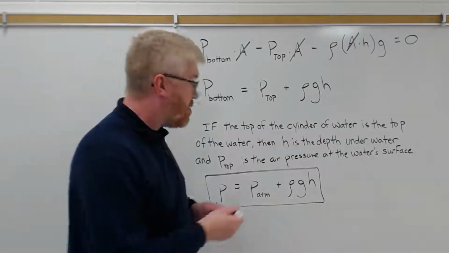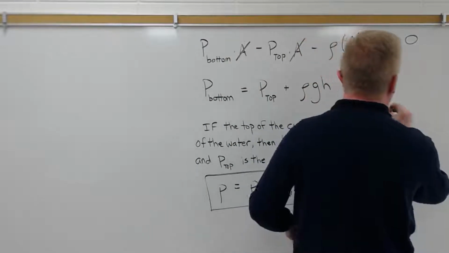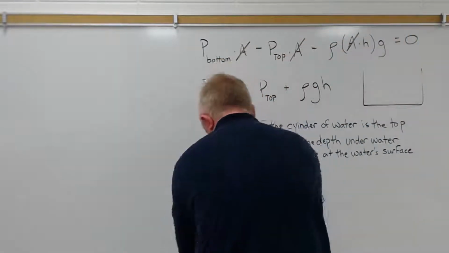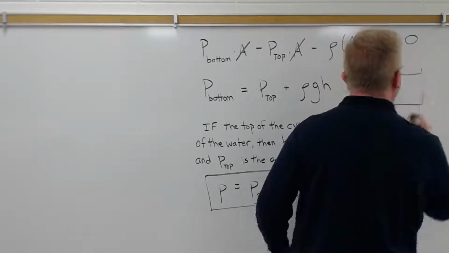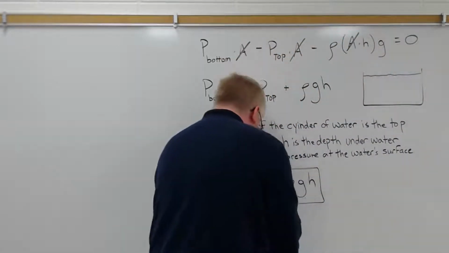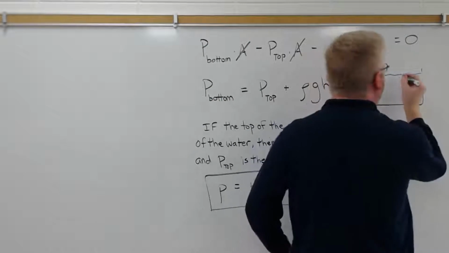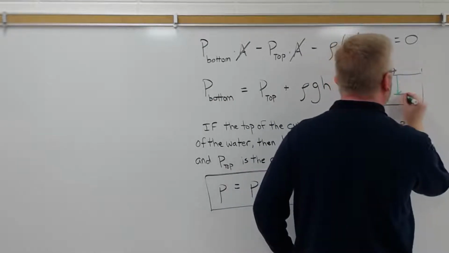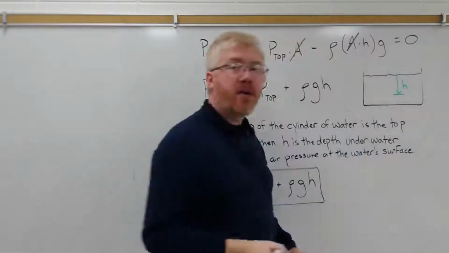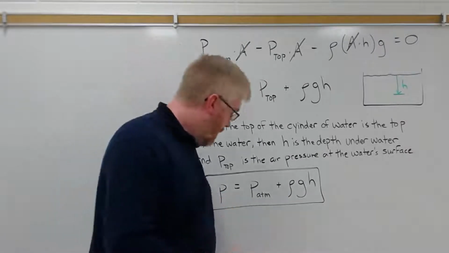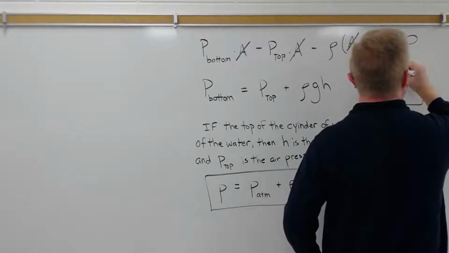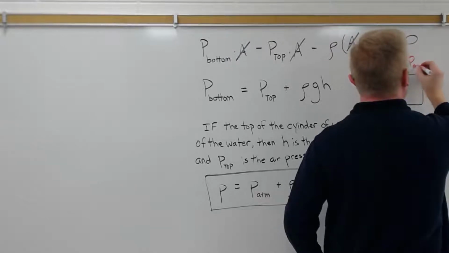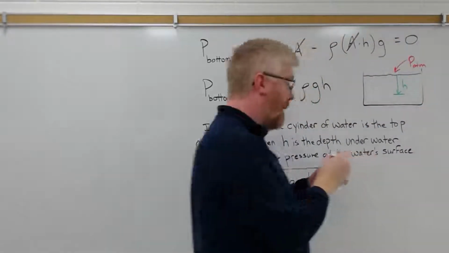So when you look at a swimming pool, or we'll look at a lake, there'll be some water. We now know h is the depth below the surface. How deep are you in the water? And the pressure at the top is the atmospheric pressure, P sub ATM for atmosphere.